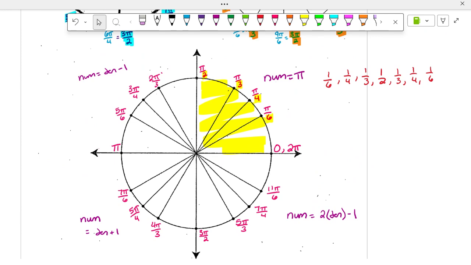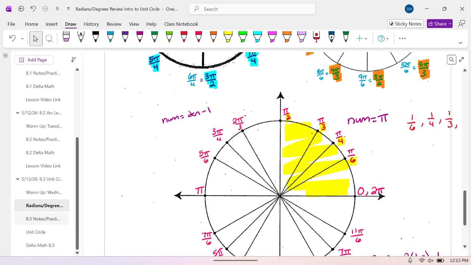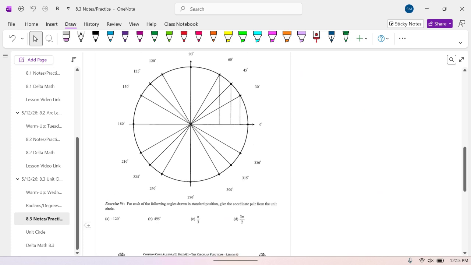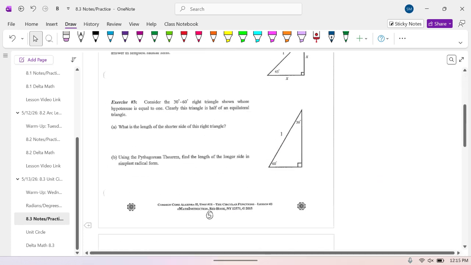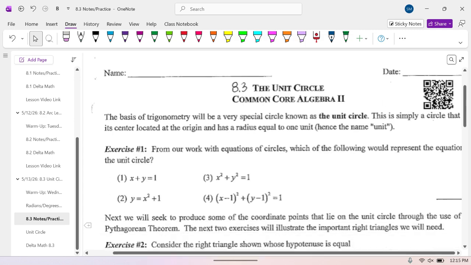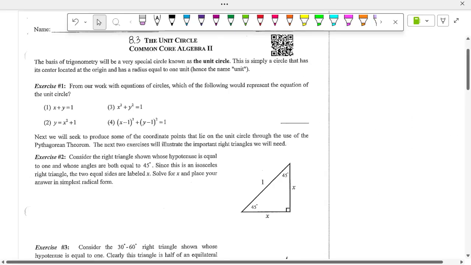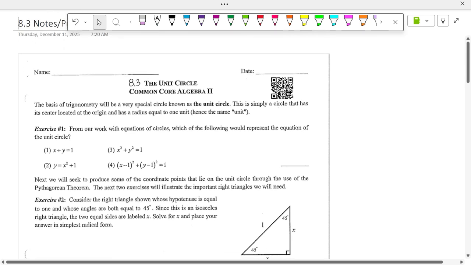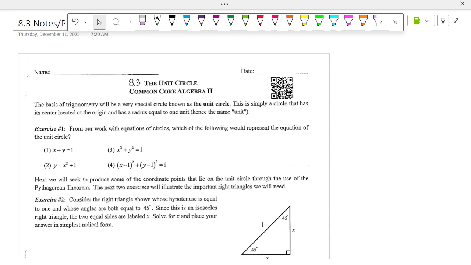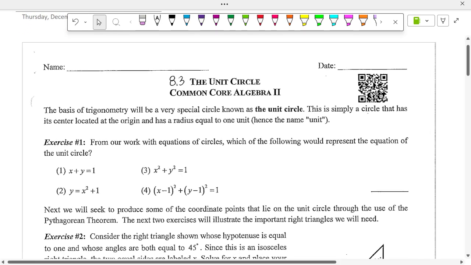Now we got to talk about how you get the coordinates. So for that, you need to go to your packets. Take out your packet, and we're going to go to page... I would still keep that paper out because you may need to reference it. It's page 5. No, it's page 9. I have a different PDF in here, but it's the same paper, just in a different order.